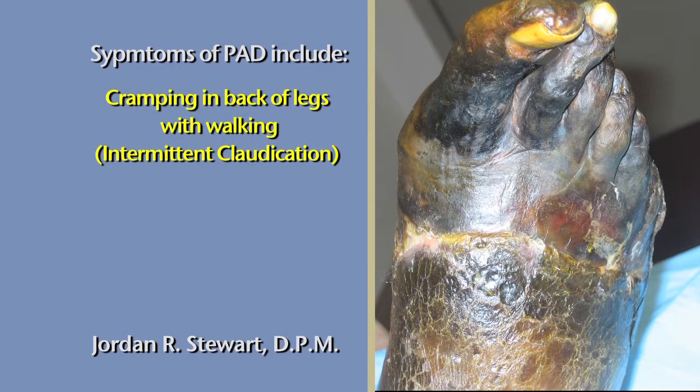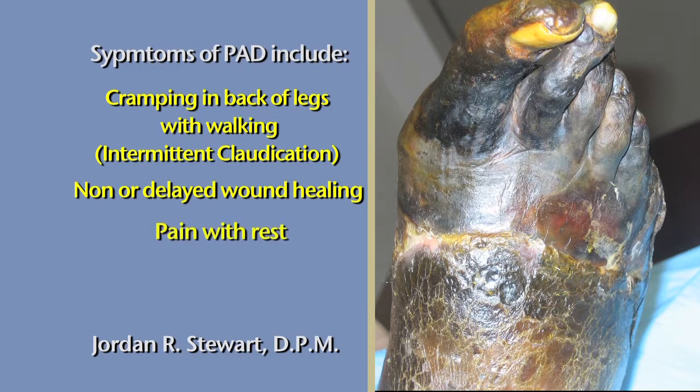Symptoms of peripheral arterial disease include cramping in the back of the legs with walking, which is also known as intermittent claudication, non-healing or delayed healing of wounds, pain with rest that is relieved with holding the foot down or in the dependent position, and in severe cases there is tissue death, also known as gangrene.